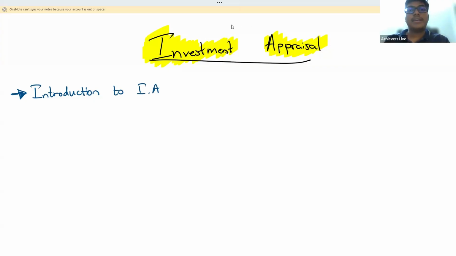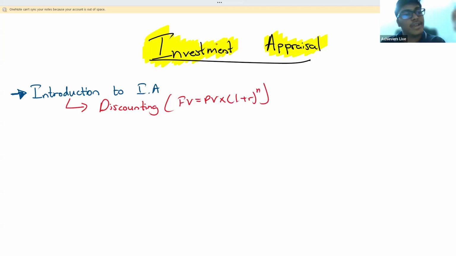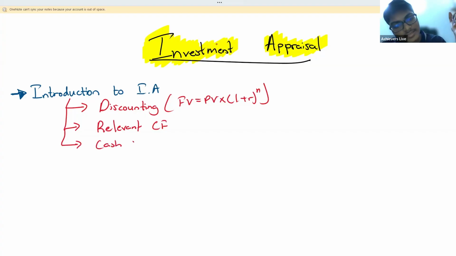Under the introduction to investment appraisal, what did we look at? First thing which we looked at was discounting. Present values. Basically, we looked at the present value formula: future value equals present value into 1 plus r to the power of n. Next, we looked at what? Relevant cash flows. And next, we looked at cash versus profit.